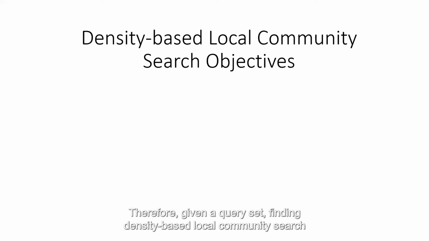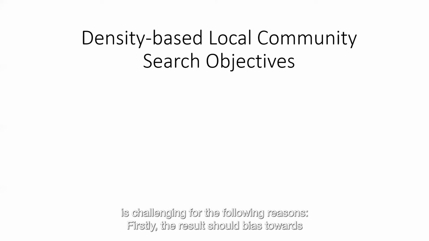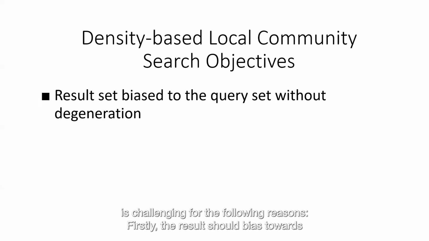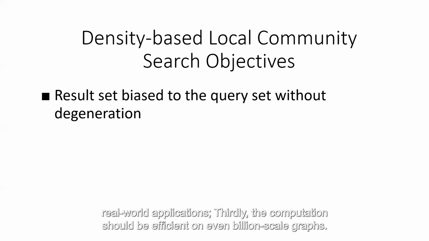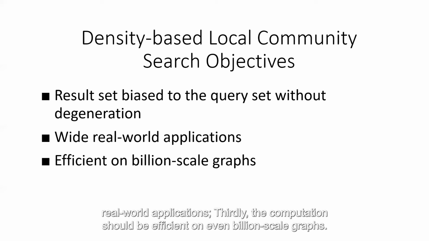Therefore, given a query set, finding density-based local community search is challenging for the following reasons. Firstly, the result should bias towards the query set without degeneration. Secondly, the new definition of density should have wide real-world applications. Thirdly, the computation should be efficient on even billion-scale graphs.